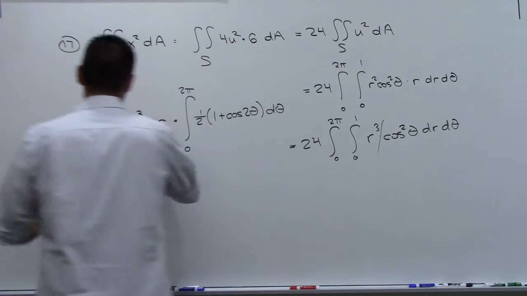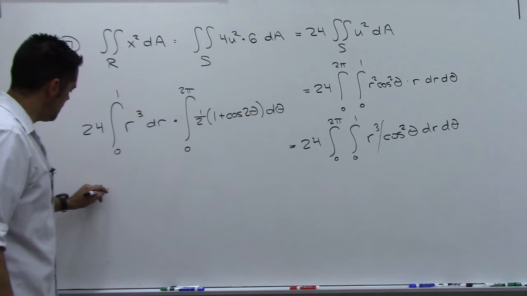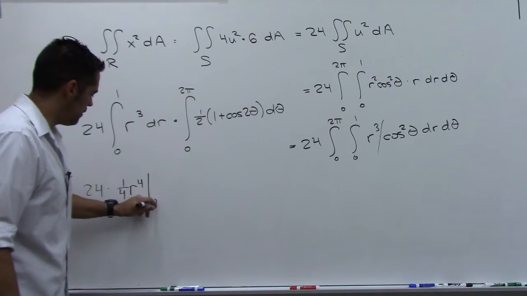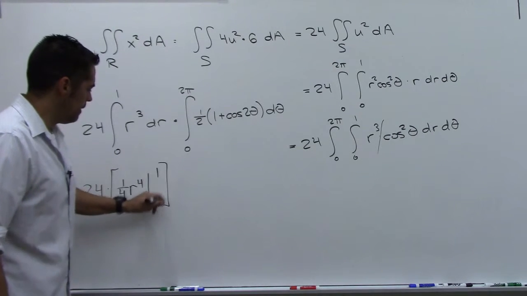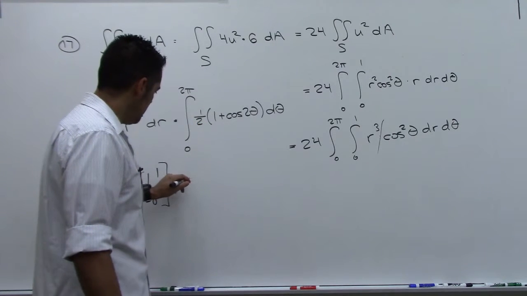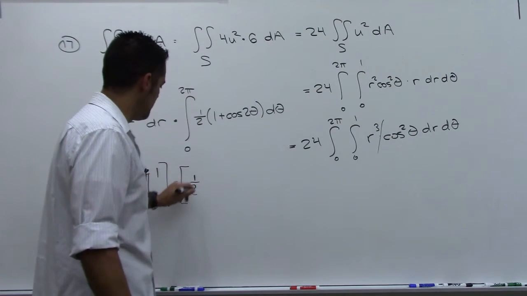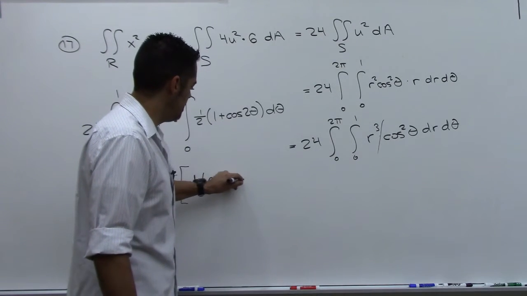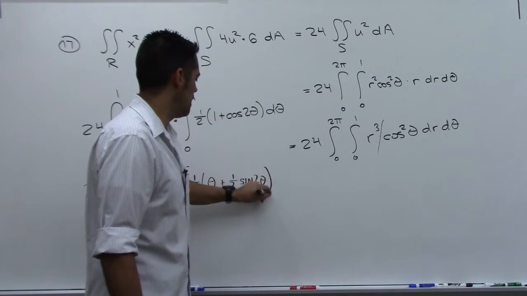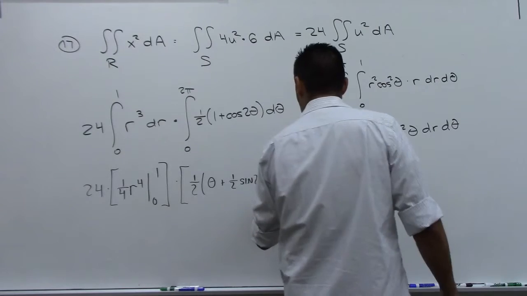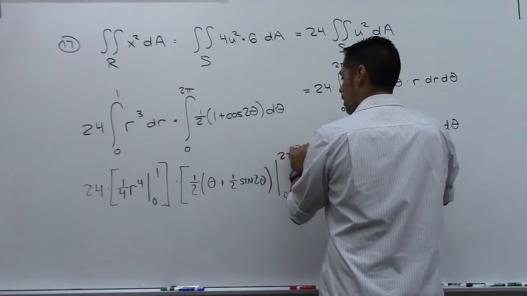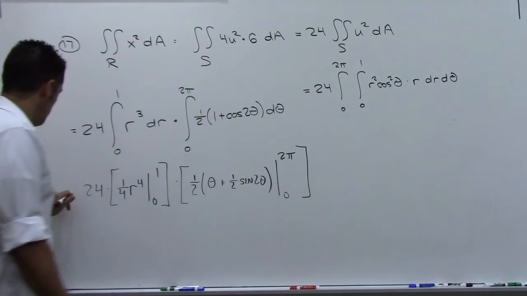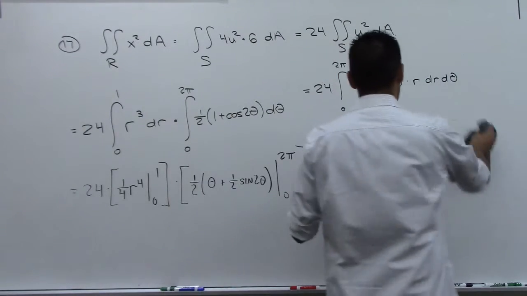The antiderivative of this, so I have 24 times the antiderivative of this is 1/4 r to the 4th, evaluated from 0 to 1, times the antiderivative here, 1/2, antiderivative of 1 is theta, antiderivative of cosine 2 theta is plus 1/2 sine 2 theta, evaluating this from 0 to 2 pi. So I've got two evaluations to do, and then I'll just multiply that answer times 24.